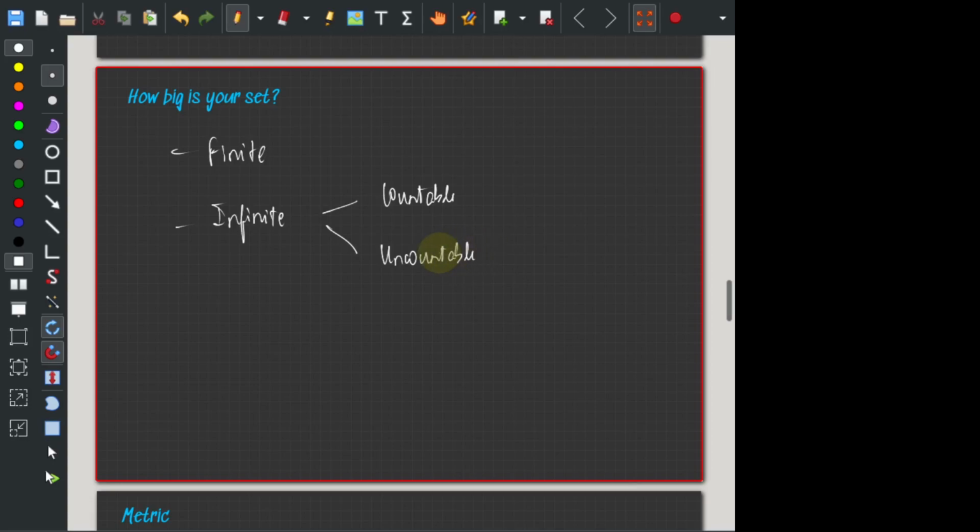Have you seen this notion of countable infinity and uncountable infinity before? Is there anyone who has not seen countable infinity and uncountable infinity before? It's okay if you've not seen it before.